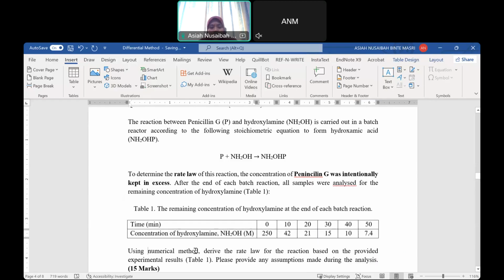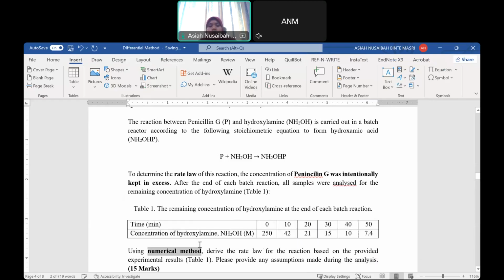Using the numerical method, so the question is very clear, you have to use the numerical method to derive the rate law. So you have to write the rate law, which means the same thing. You need to find the parameters for the reaction based on the provided experimental results in Table 1. Please provide any assumptions made during the analysis. Okay, so now what do we do? Take your time, try to solve it by yourself first if you can. If not, we can proceed to see the answer from the video.